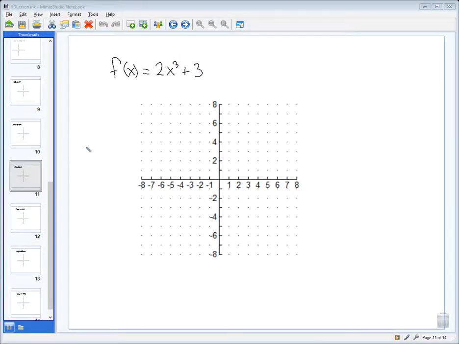In this video, we're going to continue to graph functions. We'll be graphing the cube function, the cube root function, and the square root function. In this first example, we have 2x cubed plus 3.